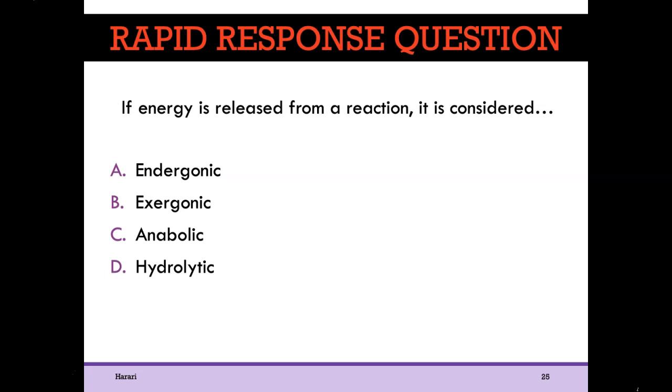If energy is released from a reaction, it is considered what? Pause here. And the answer is B, exergonic. Right? And remember that when that energy is released in an exergonic reaction, some is lost to the environment as heat, and entropy will increase.